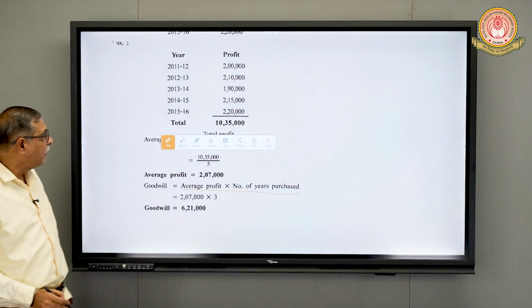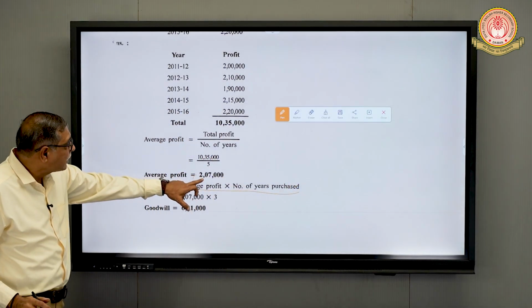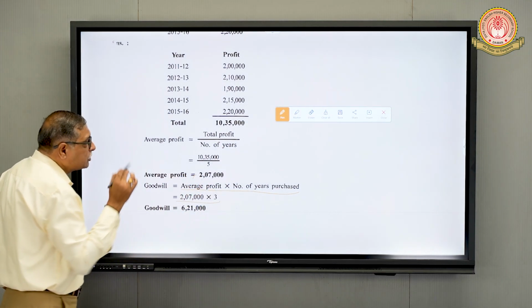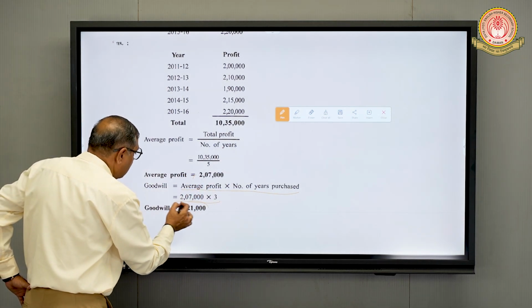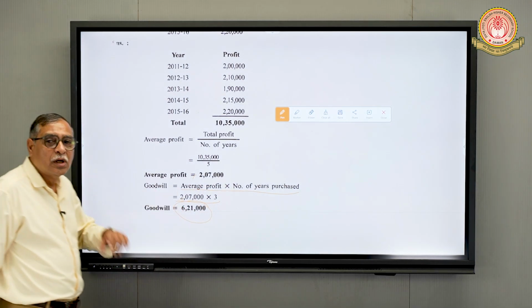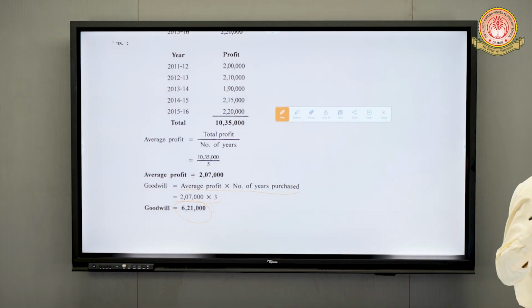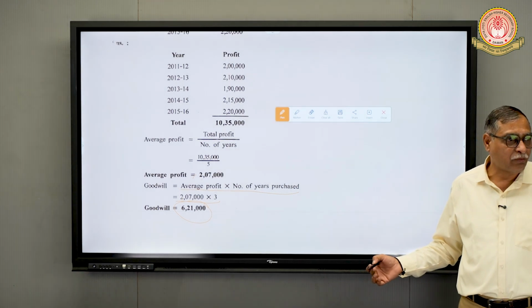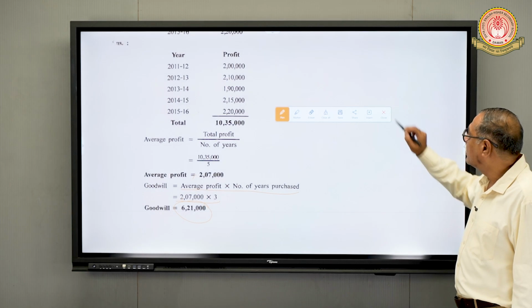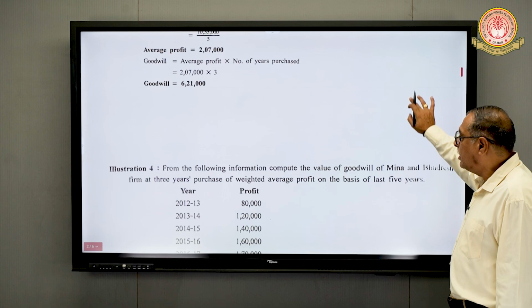So average profit we have taken as 2,07,000. We multiply 2,07,000 into 3, because it is 3 years purchase. So what do you get as the answer? Final answer is 6,21,000. So the goodwill valued is 6,21,000. The value of goodwill of any firm is calculated this way, right? Okay, fine. It is clear. So we will see another example.